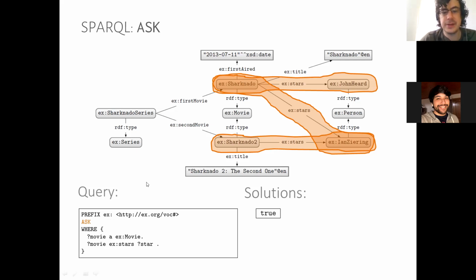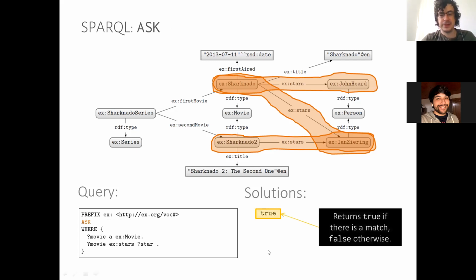Okay. So it's a sort of a Boolean query. Is there a solution for this? Is there something that matches the where pattern in the data? So it returns true if there is a match or false otherwise.